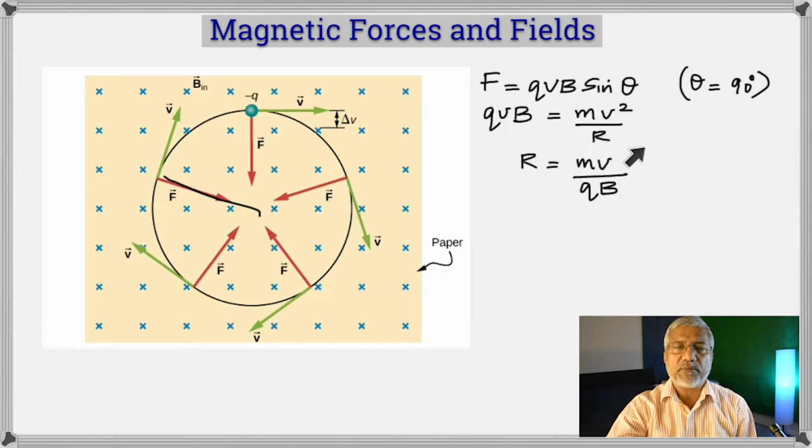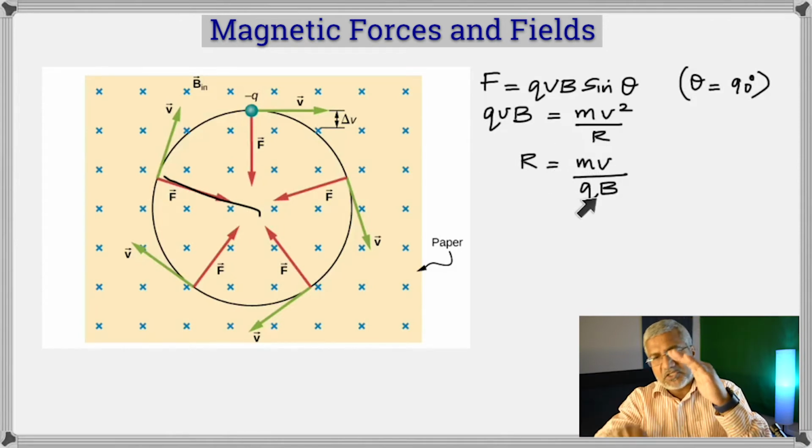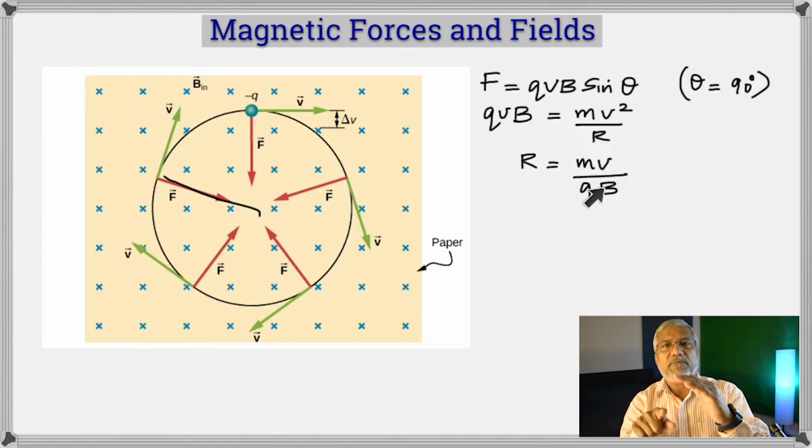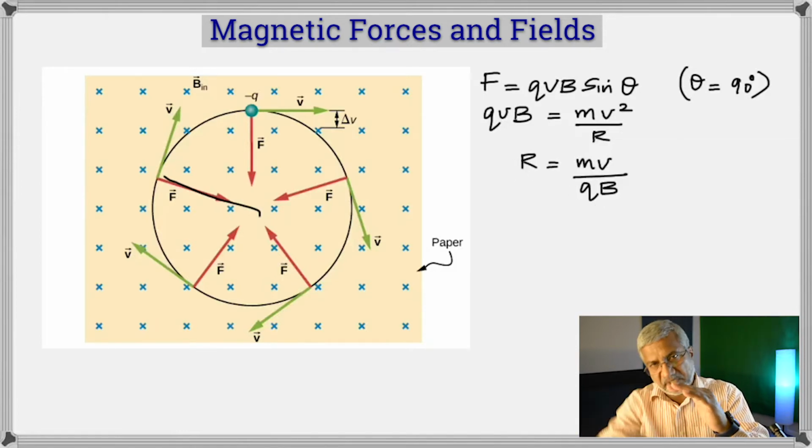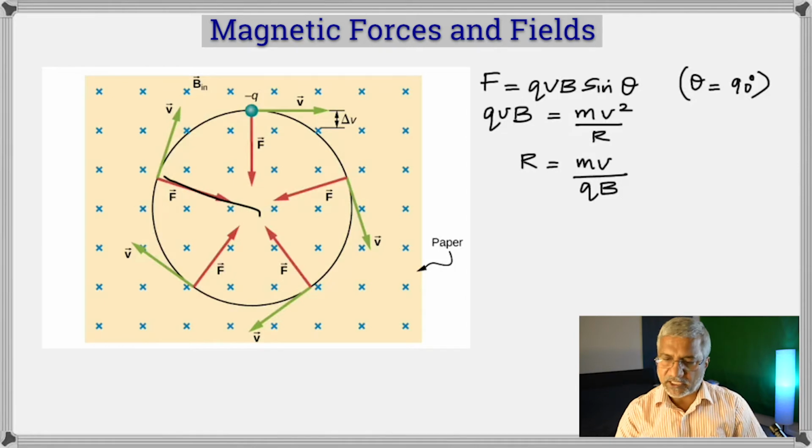If you look at the formula for the radius, you understand that the higher the velocity, the bigger the radius. But the stronger the magnetic field, the smaller the radius. So if the magnetic field is stronger, it'll be compelled to make a smaller circle, because there's a bigger force acting on it. It also depends on the mass of the charged particle and the charge. So that's for the radius.